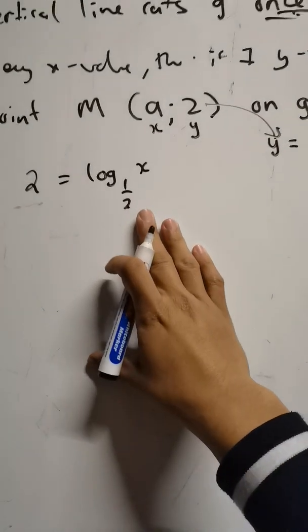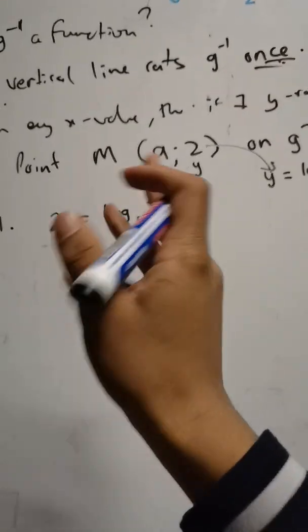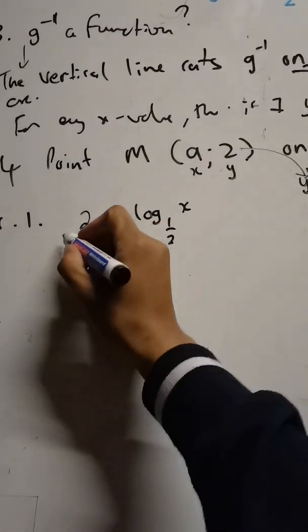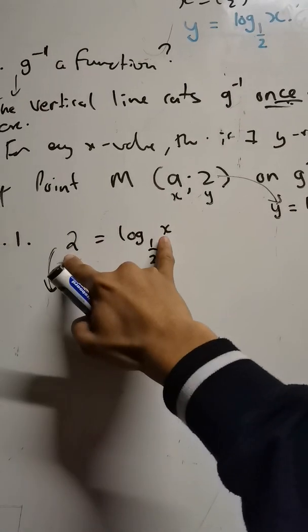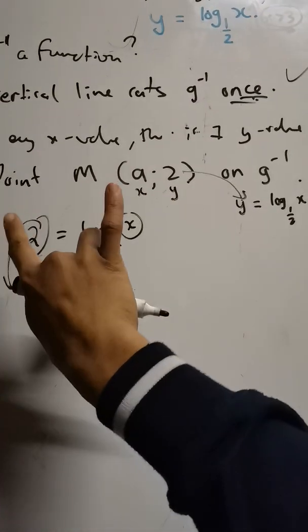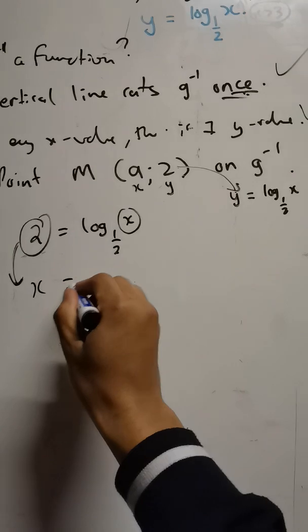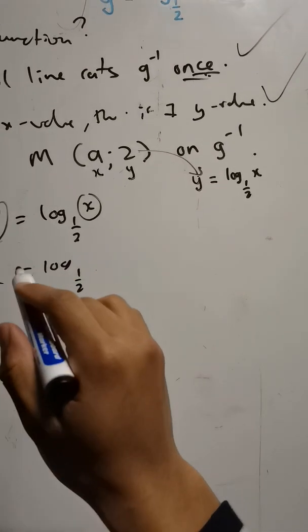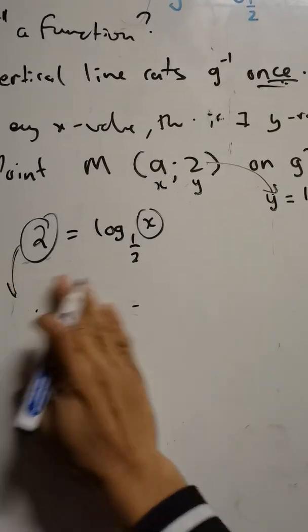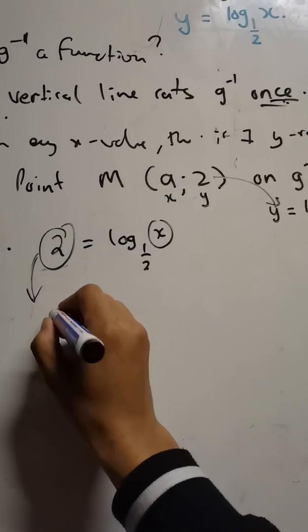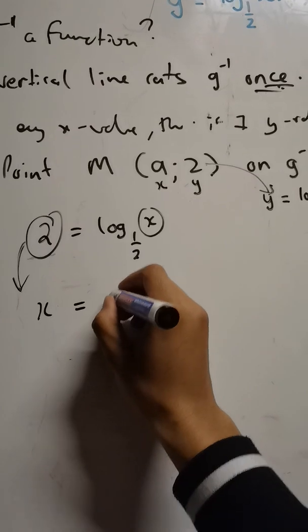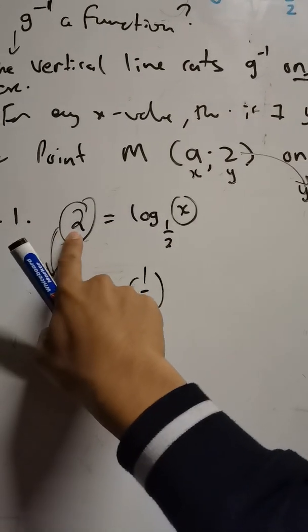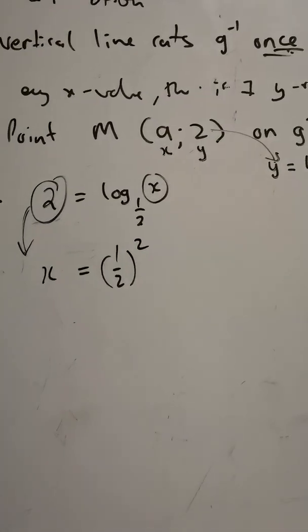What we can do is change this and convert it into the exponential form. Firstly, we swap the x and the y around. So we get x is equal to log of... no, we don't do it so, sorry. We say x is equal to, the base remains the base, and that y becomes the exponent.